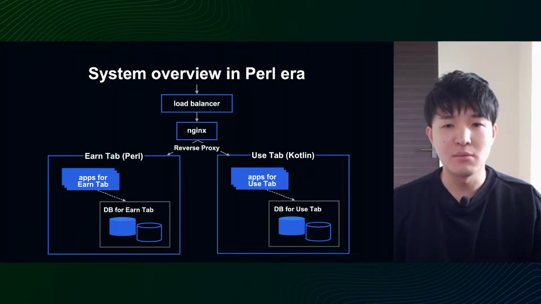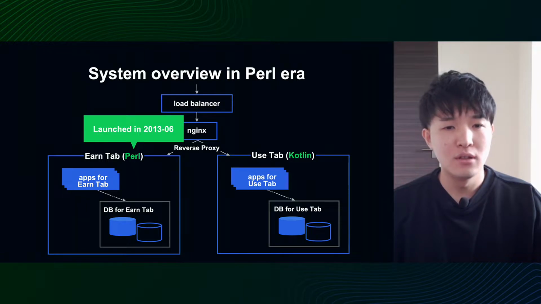This is a simplified diagram of the server-side system configuration of the Perl product. The upper part is the Internet. When a request comes in from outside, it is received by the load balancer, and Nginx proxies it to the application for the Earn tab and Use tab respectively. It consists of two separate databases, one for Earn and the other for Use, and each application returns its contents. The Earn tab is written in Perl, and the Use tab is written in Kotlin.